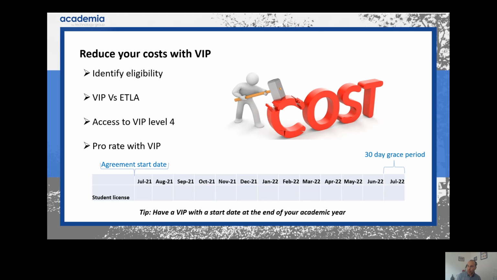ETLA is probably best known when you think of JISC or the old EduServe site license, which is that on-premise agreement. And again, as a headline comparison, an ETLA is a 3-year agreement, tend to give you the lowest unit cost, but very inflexible.